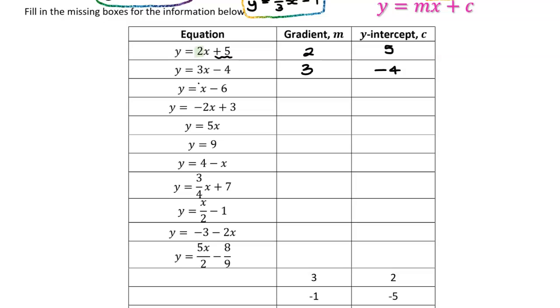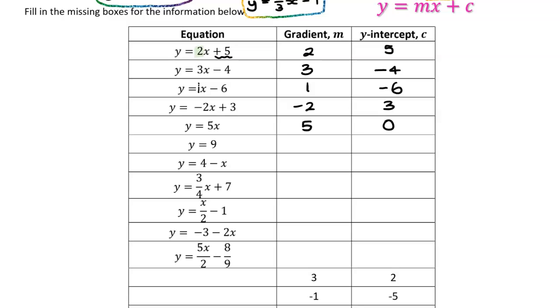In this example here, we've got an invisible 1 in front of our x, and the y-intercept has got to be negative 6. Gradient for the next one, negative 2. Notice with none of our gradient values, we're not writing the x. We just know that the thing attached to the x is going to be the gradient. Y-intercept is 3. Gradient for the next one is 5, and because we have nothing added or subtracted on the end, we can actually say the y-intercept is 0.